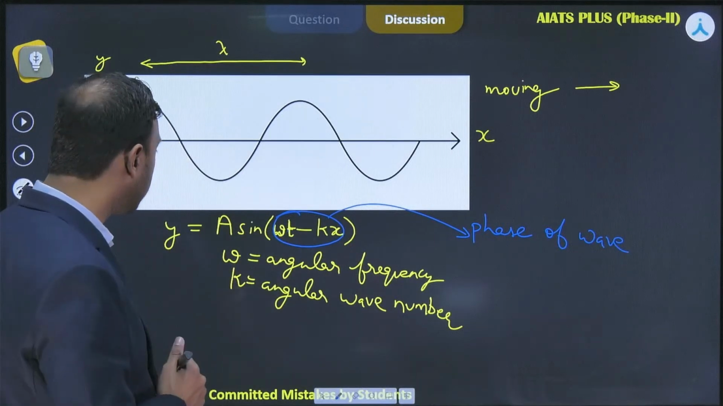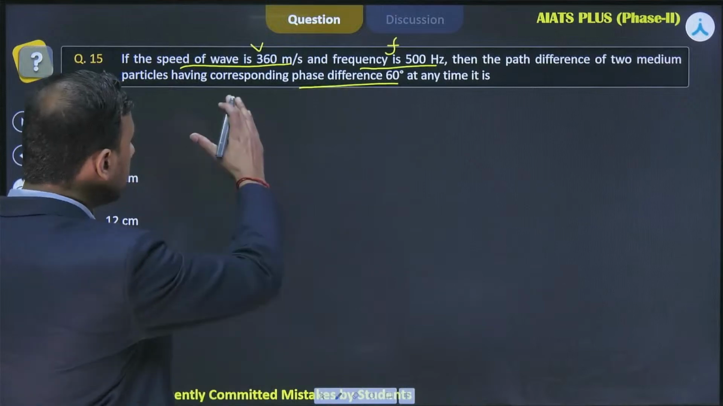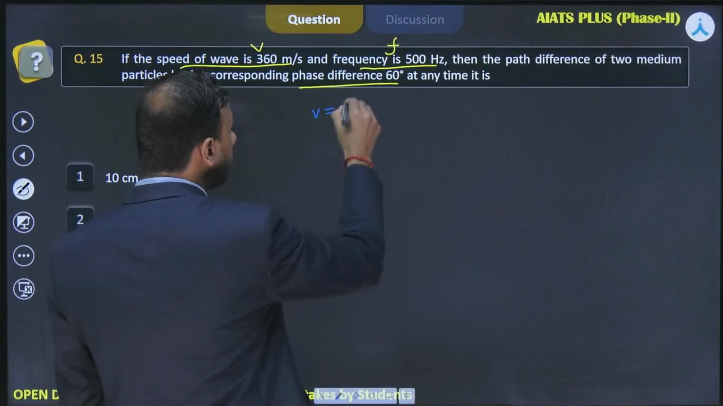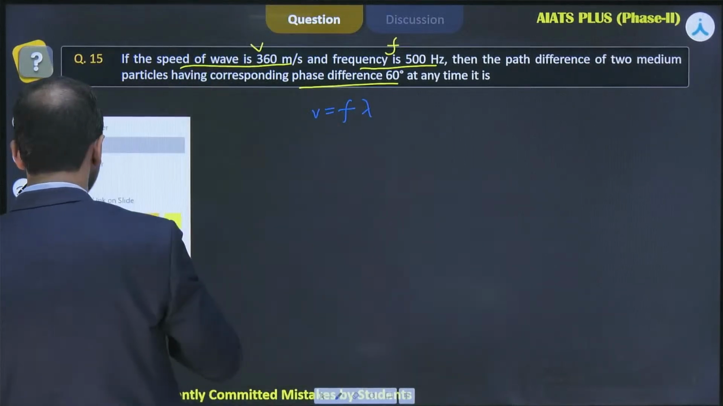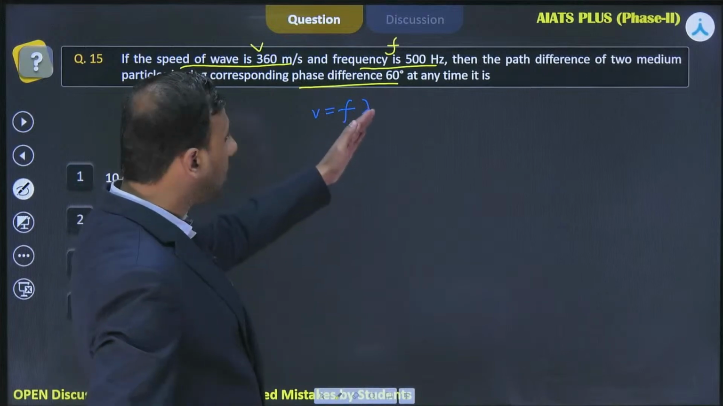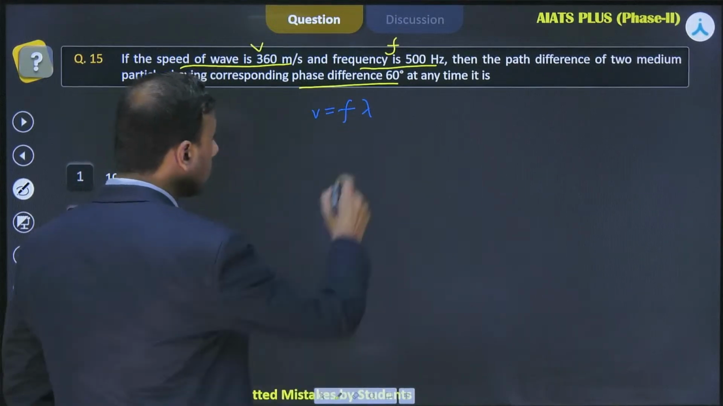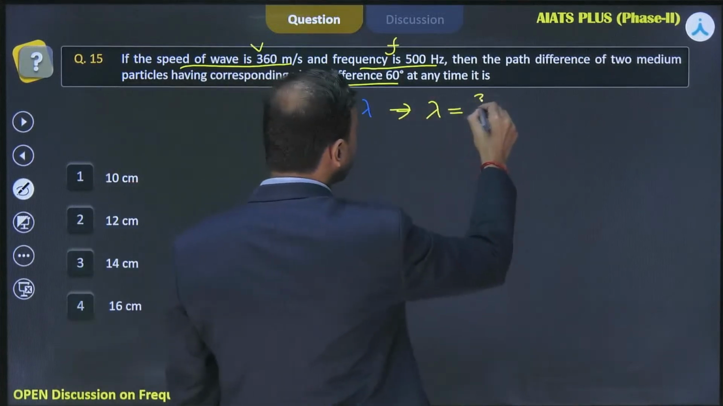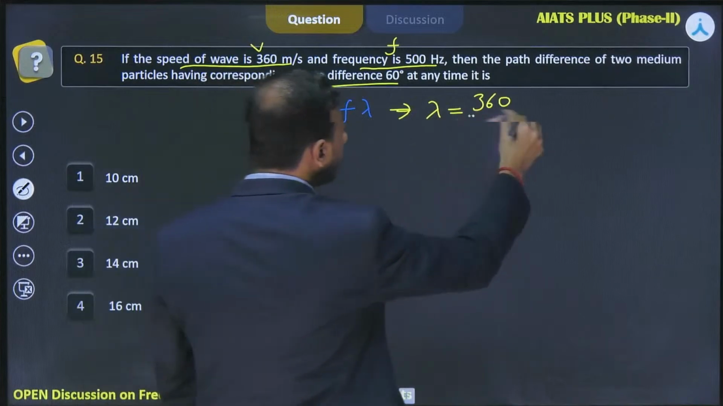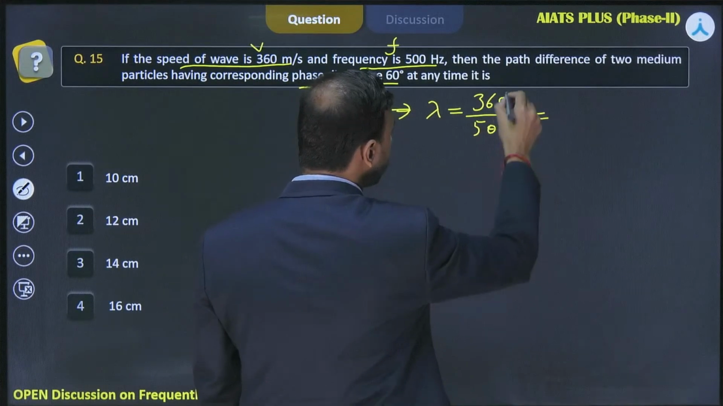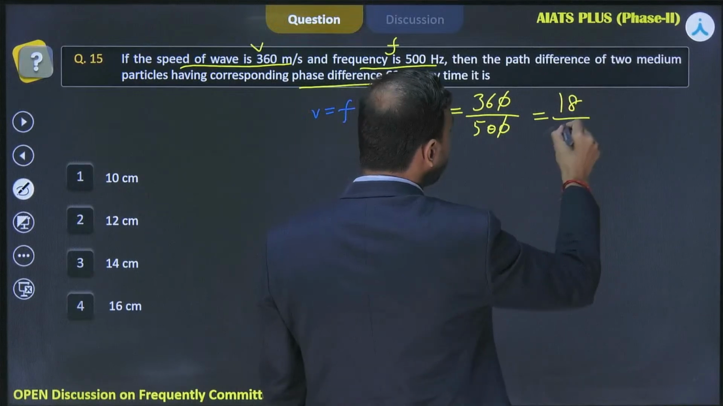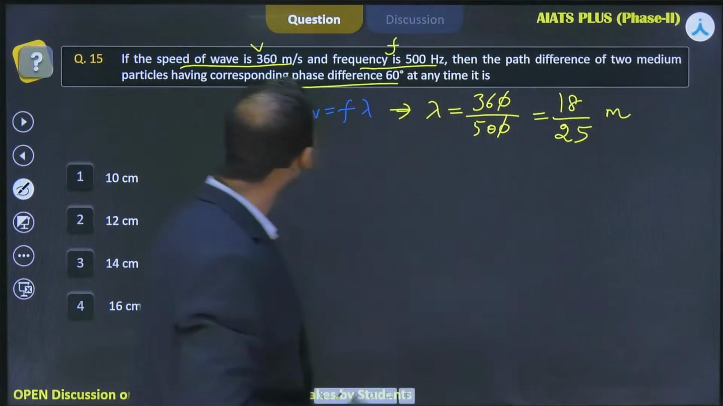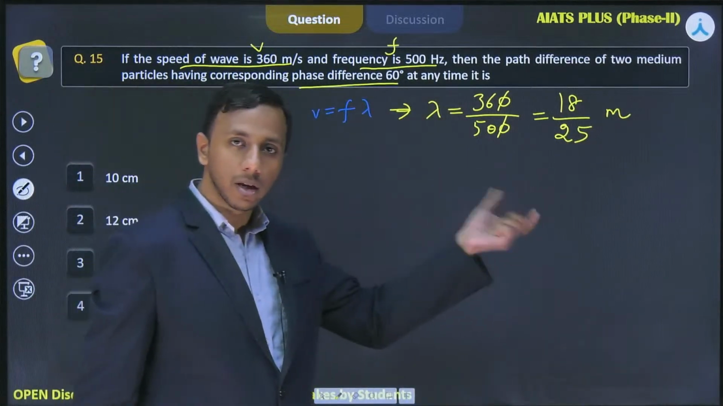Now come back to the question, what is it saying? Velocity and frequency are given, and you know the relation between them, v is equal to f lambda, isn't it? So lambda becomes speed by frequency. Speed was 360, frequency was 500. So this becomes 18 by 25, in meter, because the SI unit of wavelength is the meter.